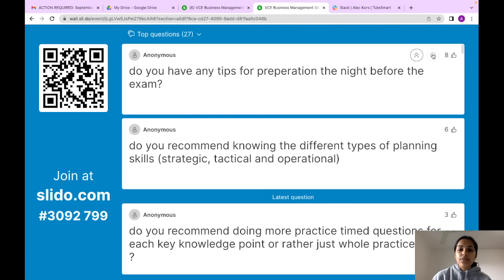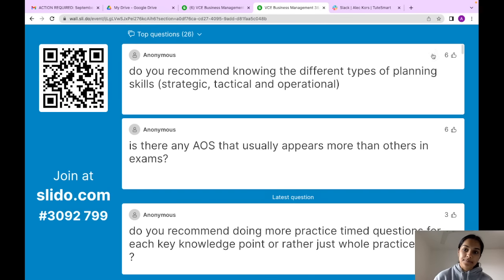Do you have any tips for preparation the night before the exam? Do not cram. Do not leave it to last minute. Make sure that you get a good night's sleep, and that you're not sleep deprived or anything. And don't do like 5 practice exams the night before. So just get some good rest, work consistently, and just calm the nerves, because I know it can be a little bit daunting for some people, but just know that you've done a lot of hard work throughout the year, and so it will be completely fine.